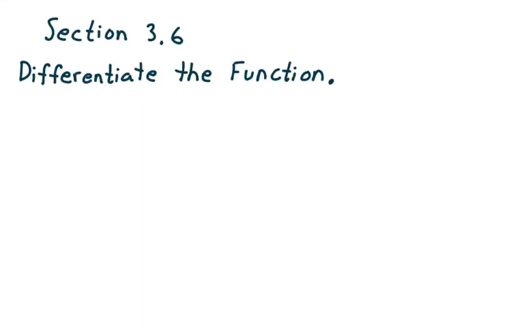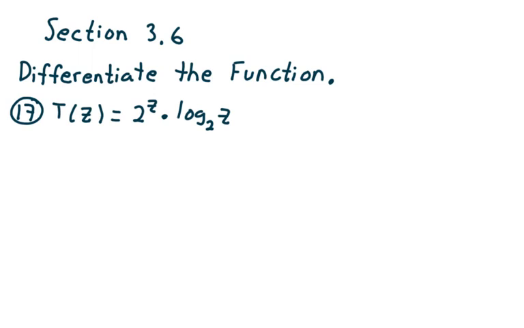This is a video from section 3.6, the directions say to differentiate the function. And we're going to go ahead and start with number 17. So 17 says t of z equals 2 to the z times log base 2 of z.